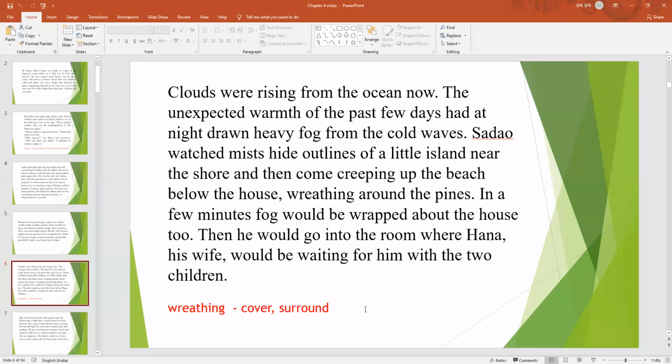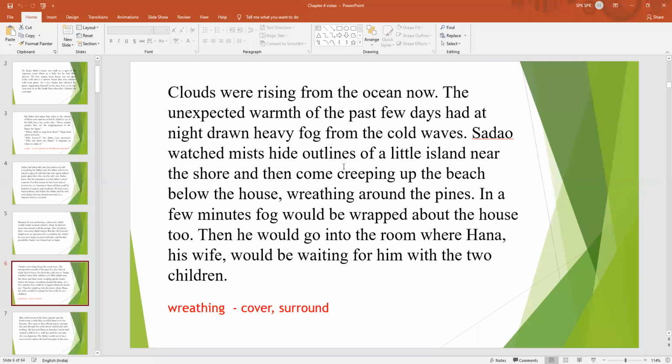Clouds were rising from the ocean. The unexpected warmth of the past few days had drawn heavy fog from the cold waves. Now, what is there, children? The writer describes the scene outside Dr. Sudhir's house. He was saying that the days were usually warm, but now the sea waves were becoming cold and the night became foggy.